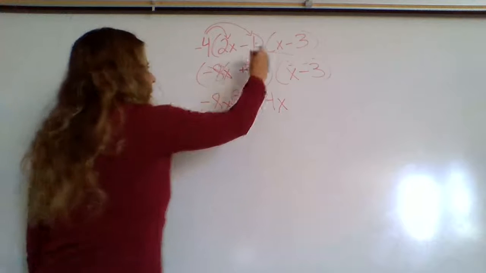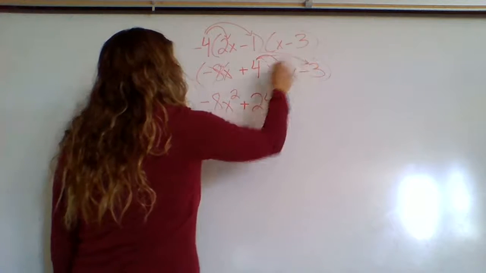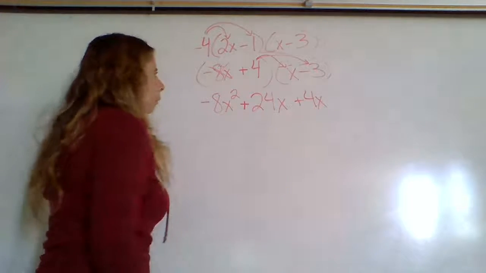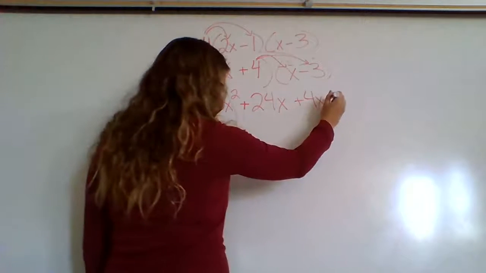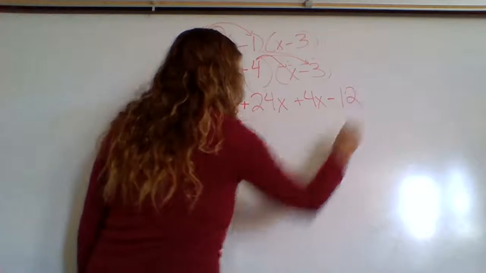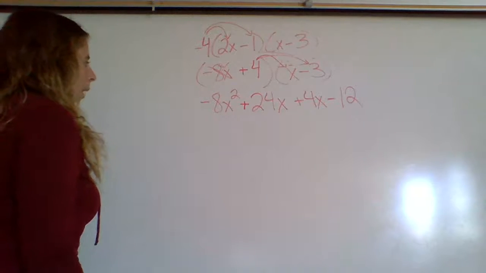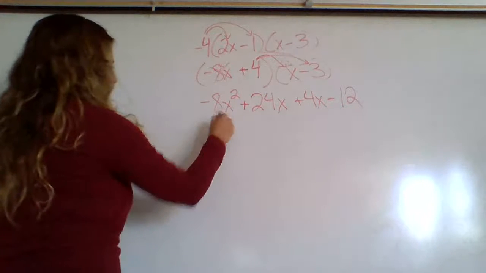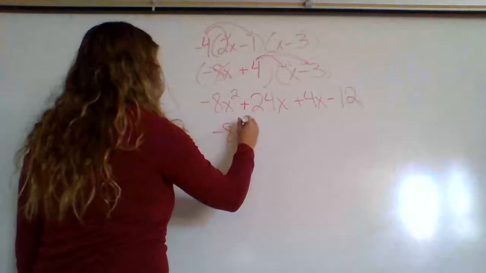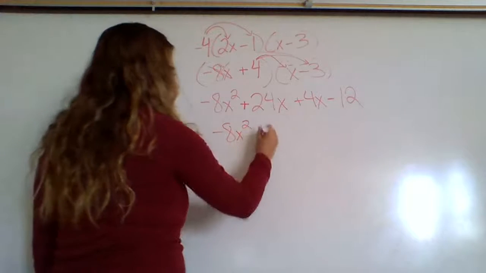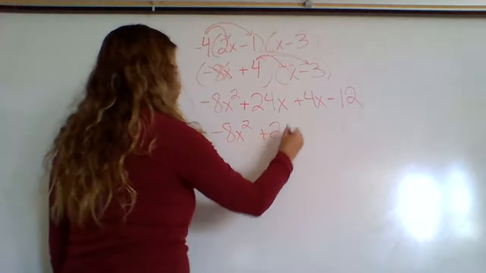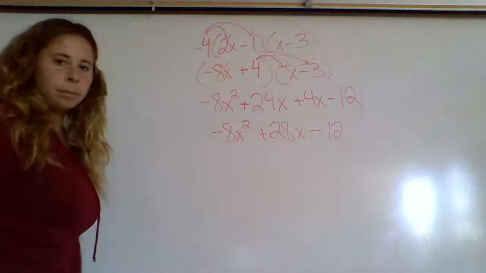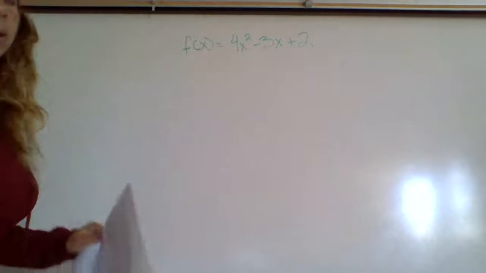So we move on to your 4. 4 times x is 4x. And then 4 times -3 is -12. All right? And then combine like terms. So I can't combine him with anything. Rewrite it. 24x plus 4x and then -12. Ta-da!